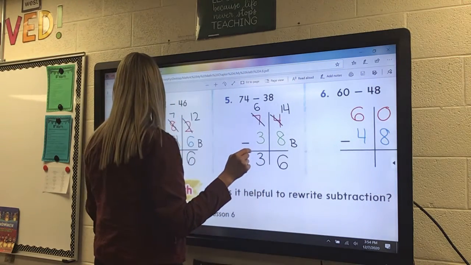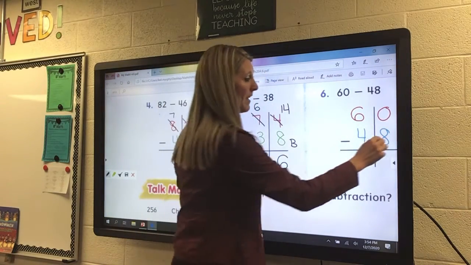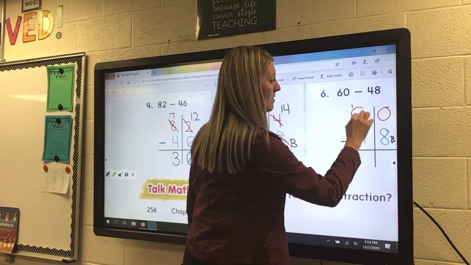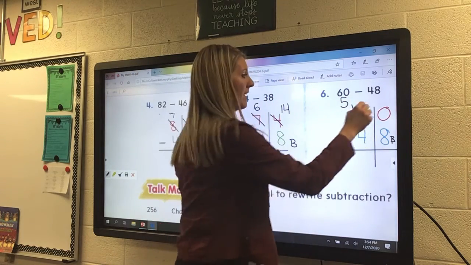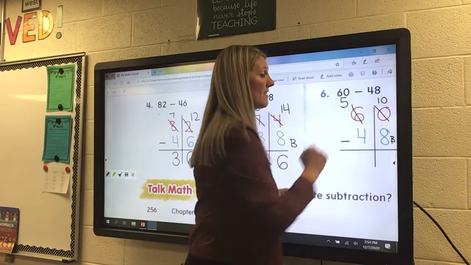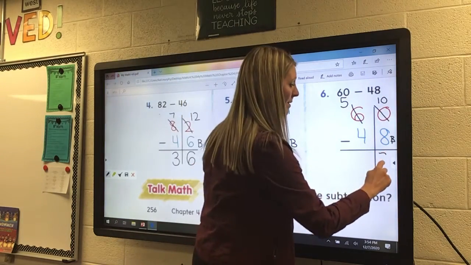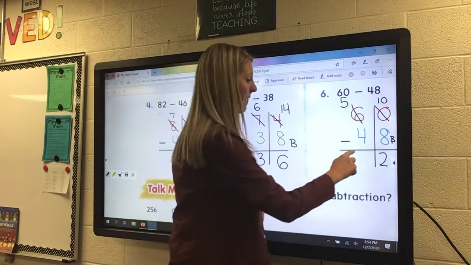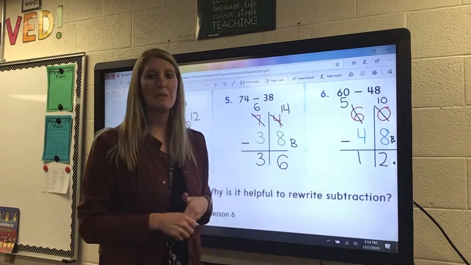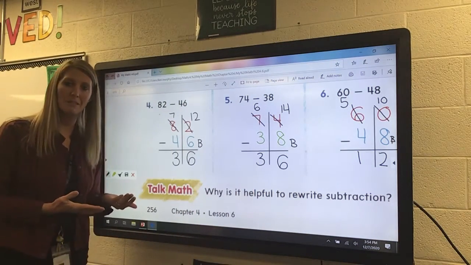Okay, I'm going to go down and subtract my ones column. 0 minus 8, I can't do that. Bigger bottom, better borrow. So I'm going to borrow from that 6 and take 1 away, and that becomes 5. Then I'm going to move that 10 over here. That 0 now becomes 10. 10 minus 8 is 2. And 5, take 4 away, is 1. So your difference on number 6 should be 12. Pause the video if you need to.